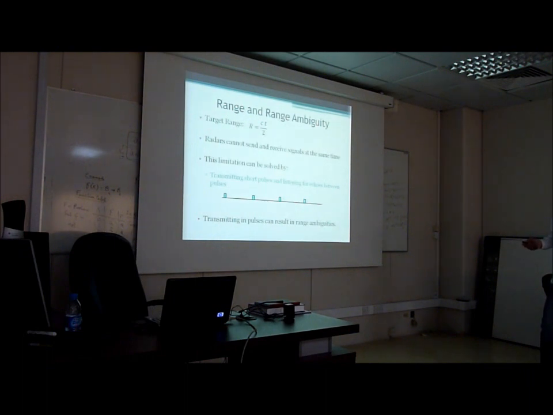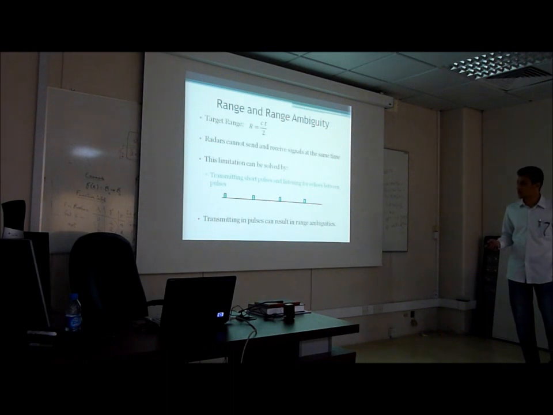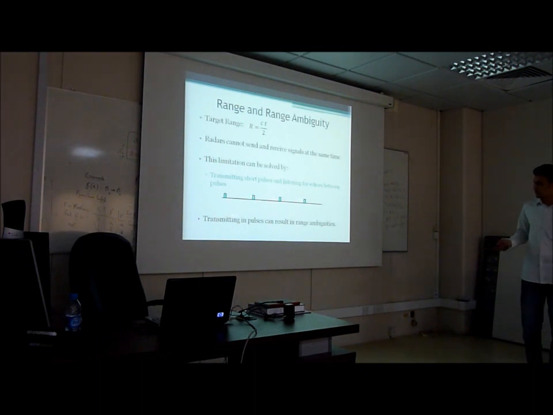Range and range ambiguity. First, ambiguity means uncertainty or confusion. The radar can determine the range of targets by a simple equation: the speed of the electromagnetic waves times the time divided by 2, because this time is the time of transmitting and receiving. In fact, radar cannot send and receive energy at the same time. This limitation can be solved by transmitting short pulses and listening to the echo of the pulse, and then transmitting the other pulse. So we transmit this pulse, and then we wait and listen for what this pulse returns, and then transmit the other pulse until the end. But the problem is that transmitting in pulses can result in range ambiguity or uncertainty.